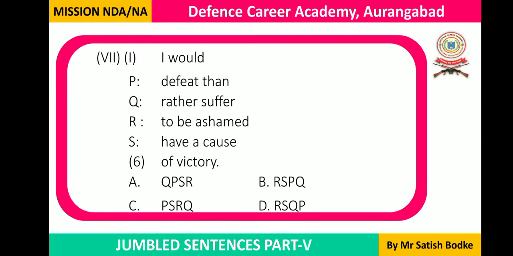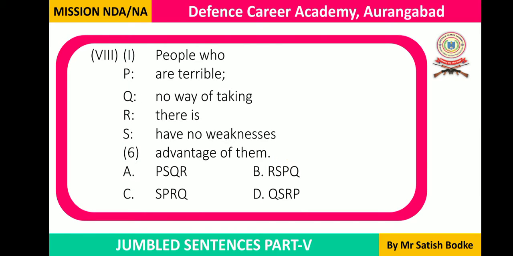So the sequence forms to be Q, P, S and then R. QPSR is option A. So our answer is option A. It has the sequence QPSR. Now let's go to the next question. This is question number 8. Again, the same kind of structure is given here.